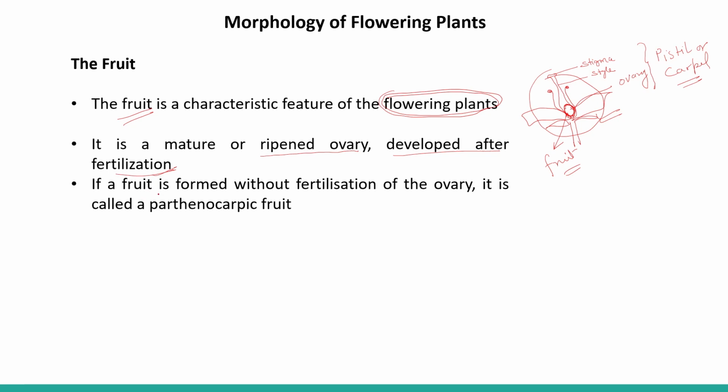If a fruit is formed without fertilization of the ovary, it is called a parthenocarpic fruit. We will discuss it later: there are some fruits which are formed without any fertilization, and those are called parthenocarpic fruits. But the true fruit is the one formed after fertilization, and the ovary is responsible for the formation of fruit. The ripened ovary changes to fruit.